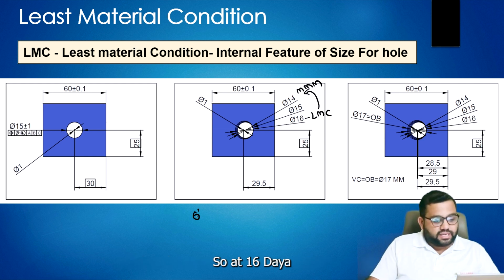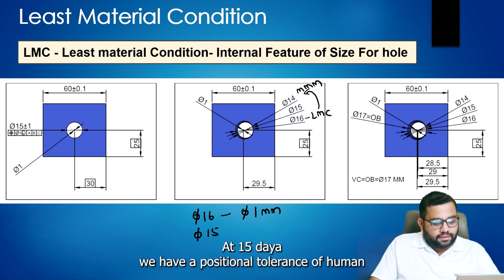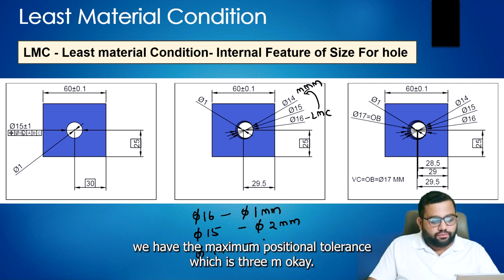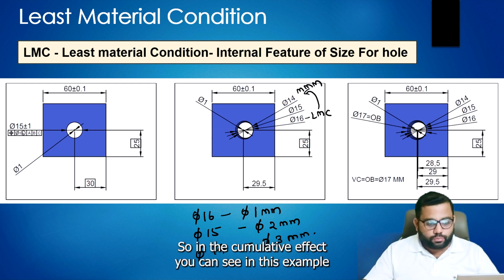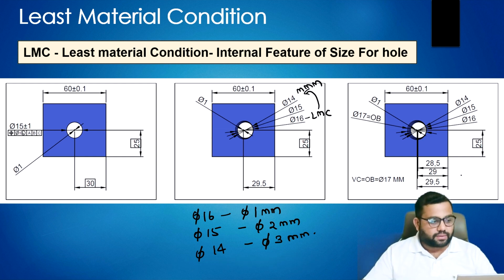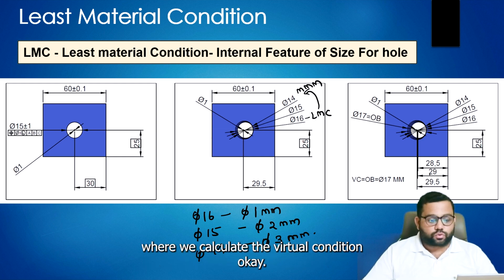So at 16 dia we have the positional tolerance of 1 mm. At 15 dia we have a positional tolerance of 2 mm. At maximum material condition, which is 14 mm, we have the maximum positional tolerance, which is 3 mm. So in the cumulative effect, you can see in this example, we get a shift of 0.5 mm. The collective effect is shown here where we calculate the virtual condition.